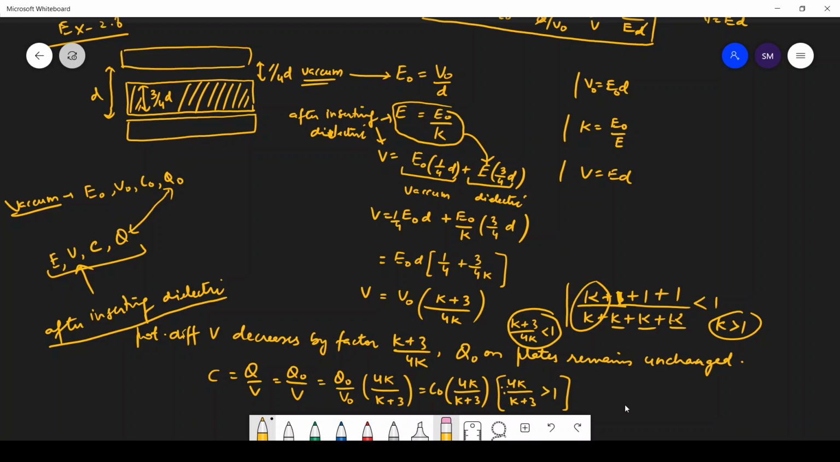Okay. So students, I hope you have understood this concept of capacitance between the plates of the capacitor.